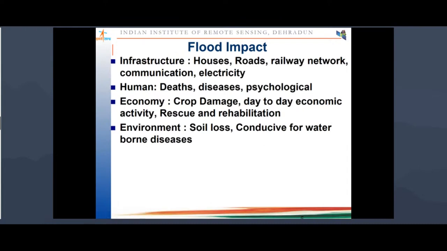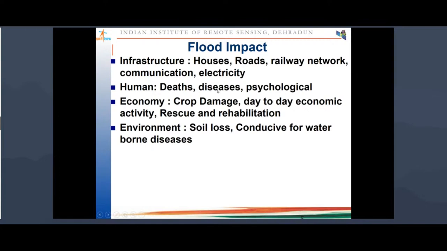Flood impact is basically like infrastructure. So basically houses, your house may collapse or be damaged. Roads, it will damage the roads, railway network, communication lines, electricity lines. So it damages all these infrastructure. And these all are the lifeline for the day-to-day activities. Human, there may be deaths, there may be diseases also.